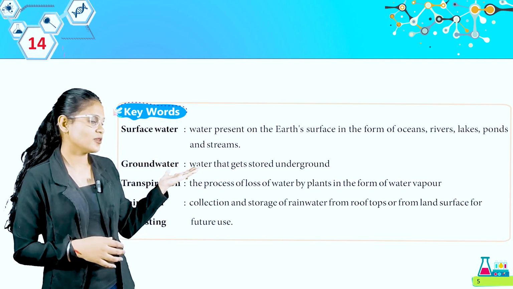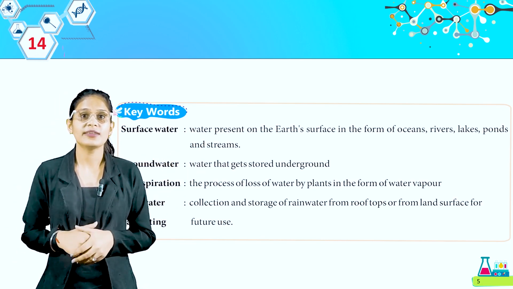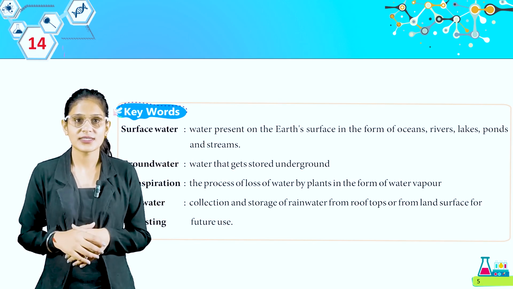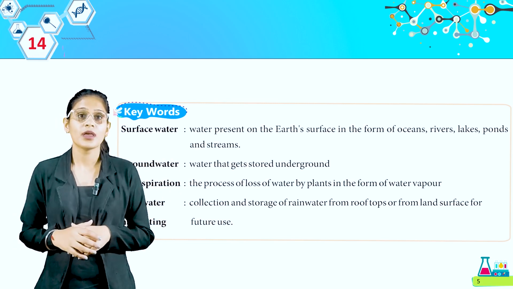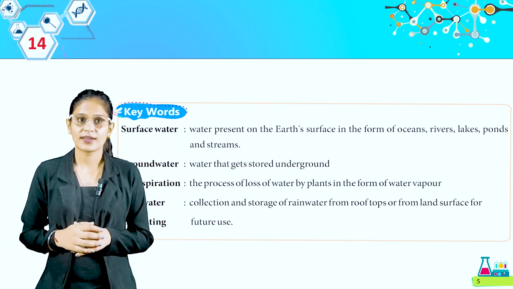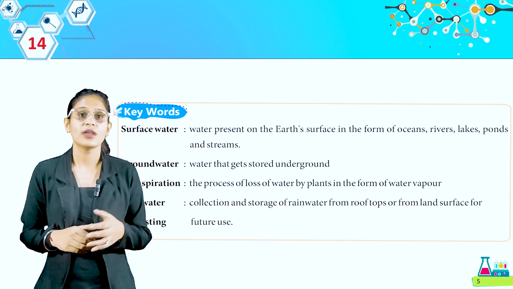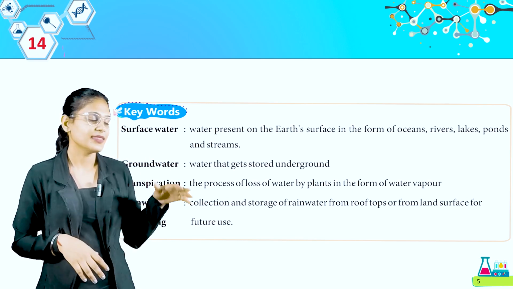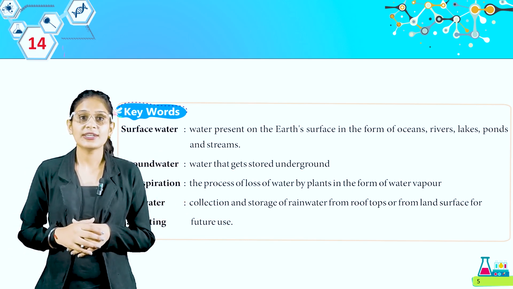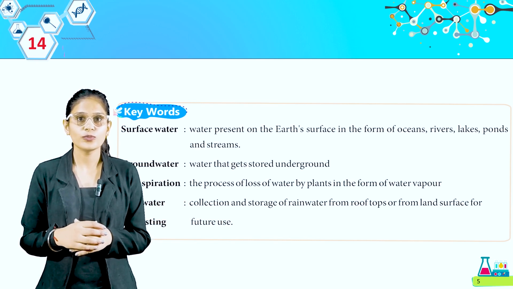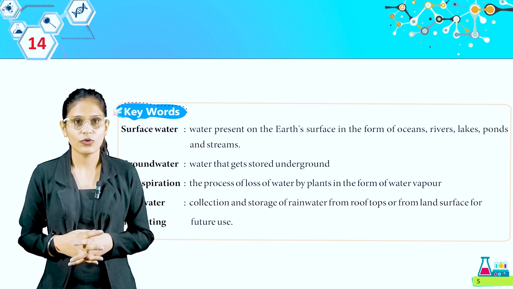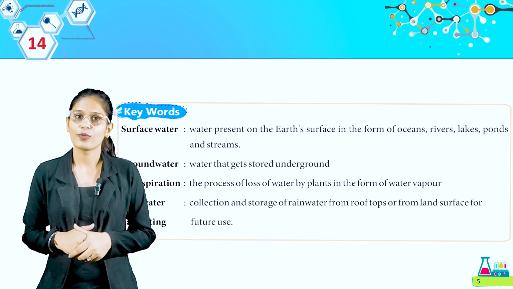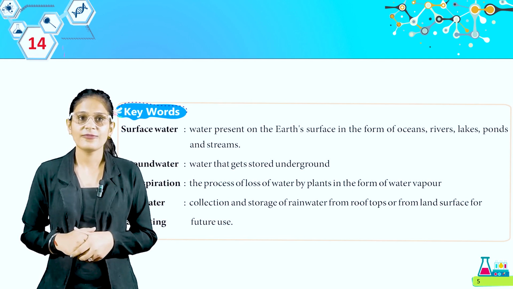Look here. Surface water: water present on the earth's surface in the form of oceans, rivers, lakes, ponds, and streams. Groundwater: water that gets stored underground. Then we have transpiration: the process of loss of water by plants in the form of water vapor. Then we have rainwater harvesting: collection and storage of rainwater from rooftops or from land surface for future use.